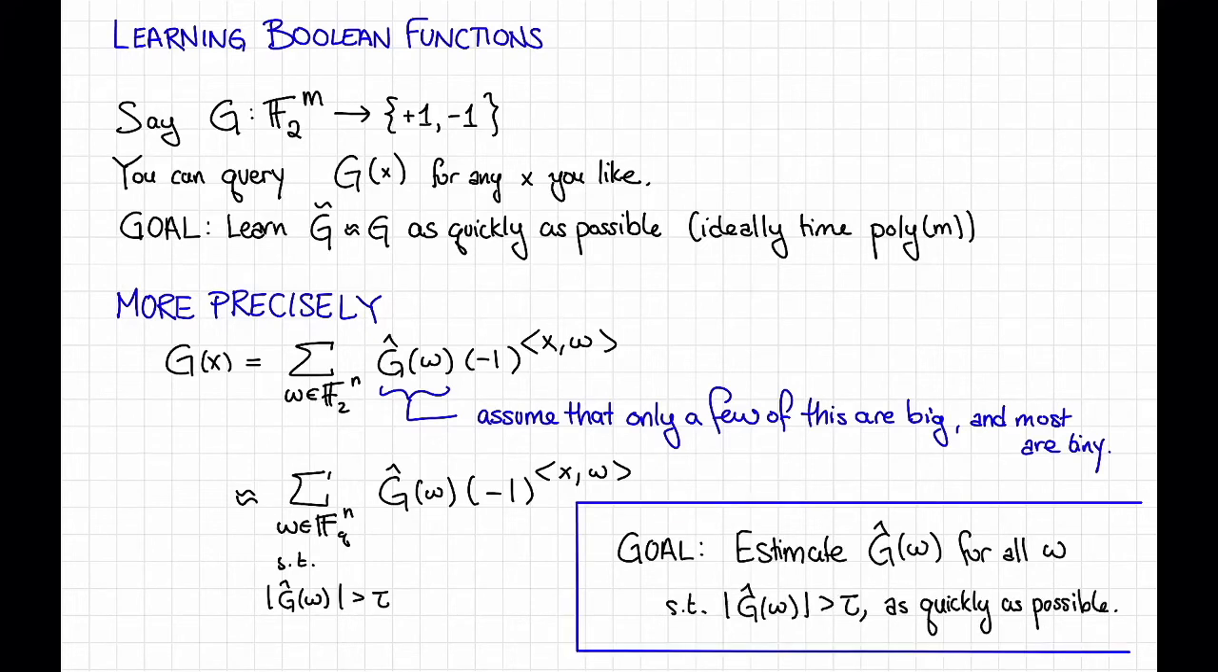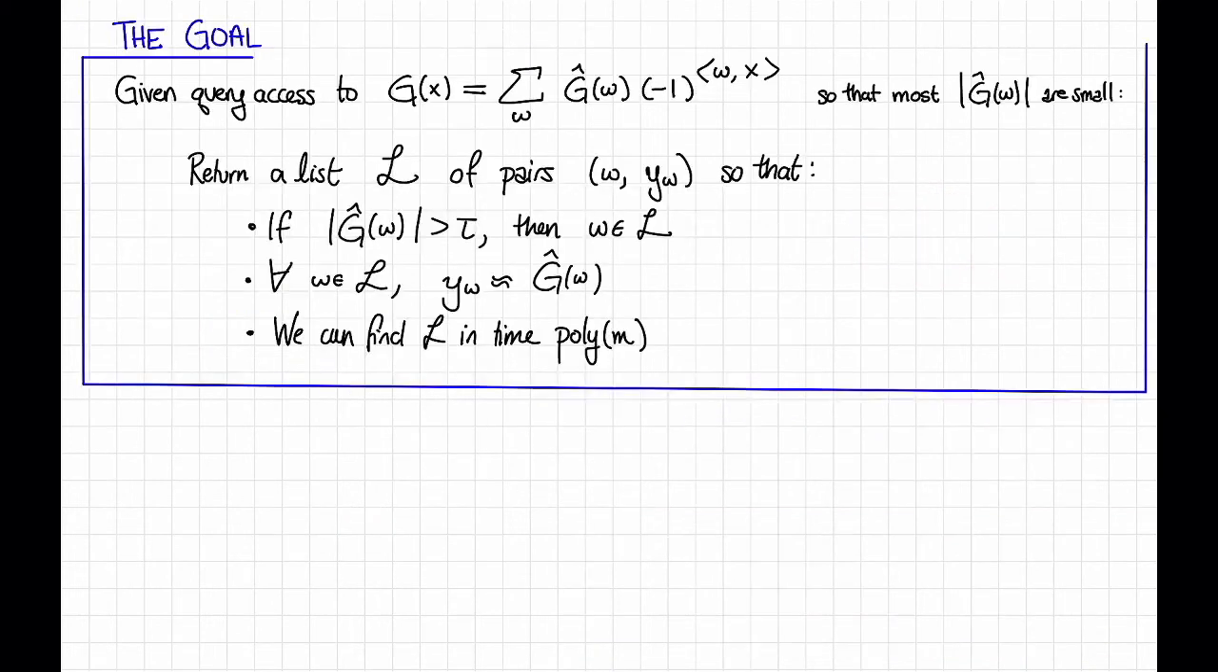Again, we'd like to do this in time polynomial in M. In a bit more detail, here's our goal for this particular problem. Suppose that tau is some constant greater than 0. Then our goal is, given query access to g of x, which has this Fourier expansion, so that most of the Fourier coefficients g hat of omega are small.